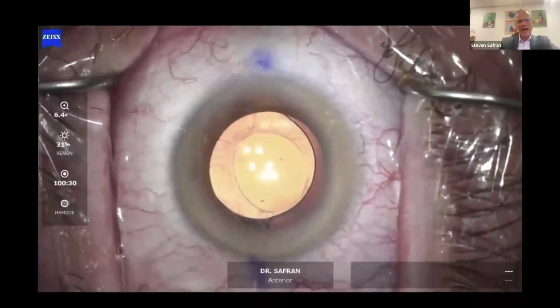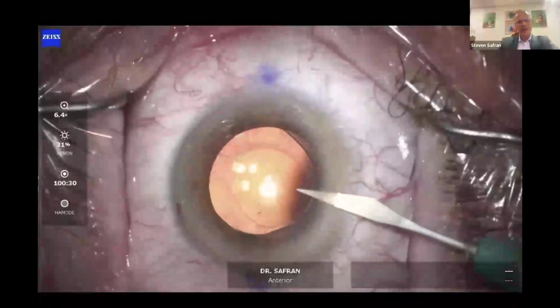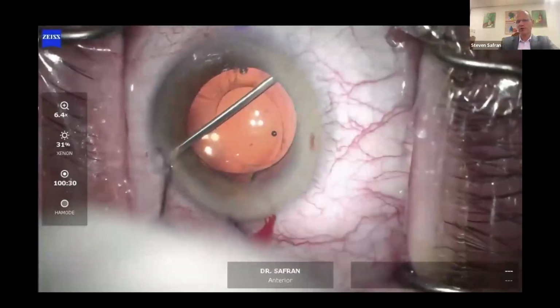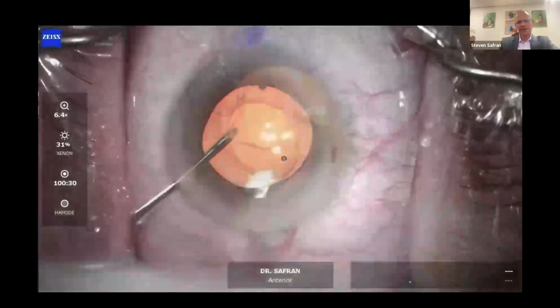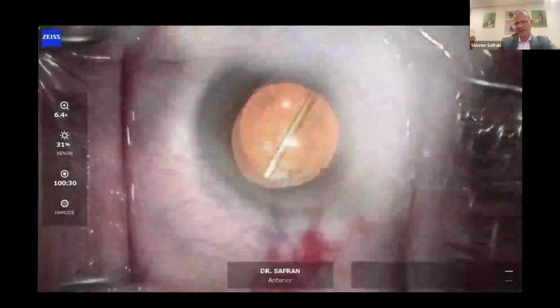So this is what happens when I take him to the OR. You can see there's a relatively small rexis opening. And what I'm going to do is reopen the capsular bag with dispersive viscoelastic. This is using a LASIK cannula. It's sort of my standard technique.